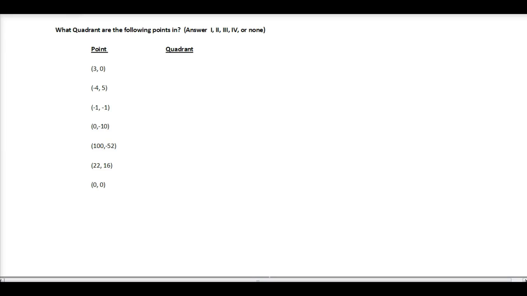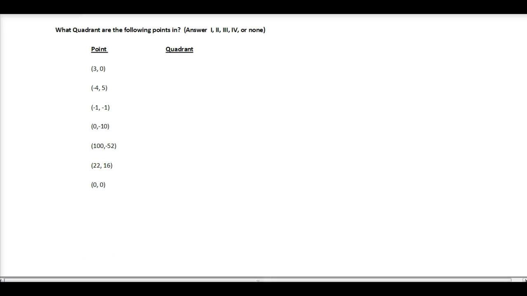All right, so now what we want to do is switch gears for a second. Instead of looking at a Cartesian plane with points on there and us listing the coordinates for the points, this time we're given what the point is, and we want to be able to identify which quadrant it is without having the visual there for us.